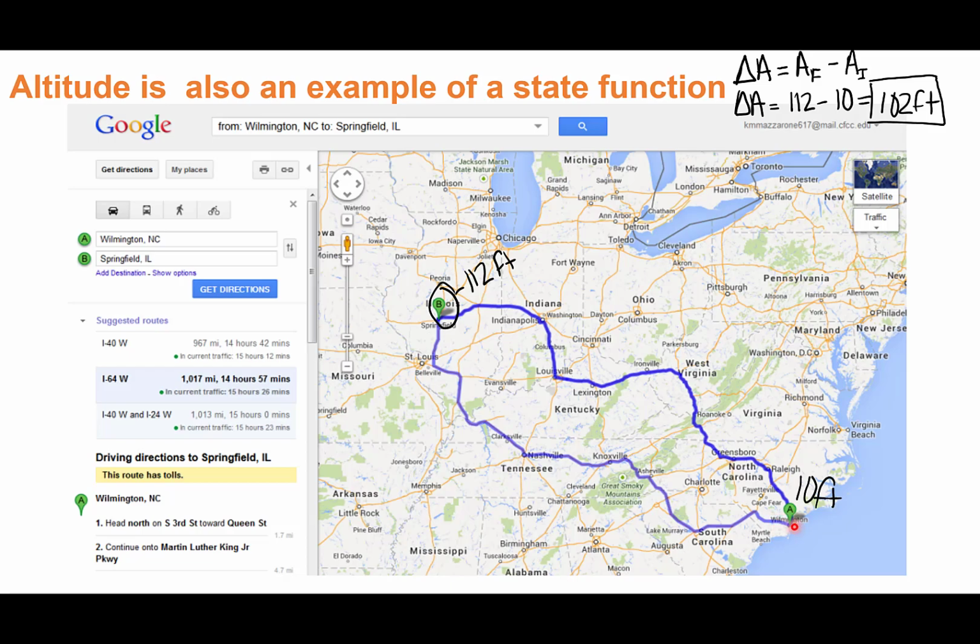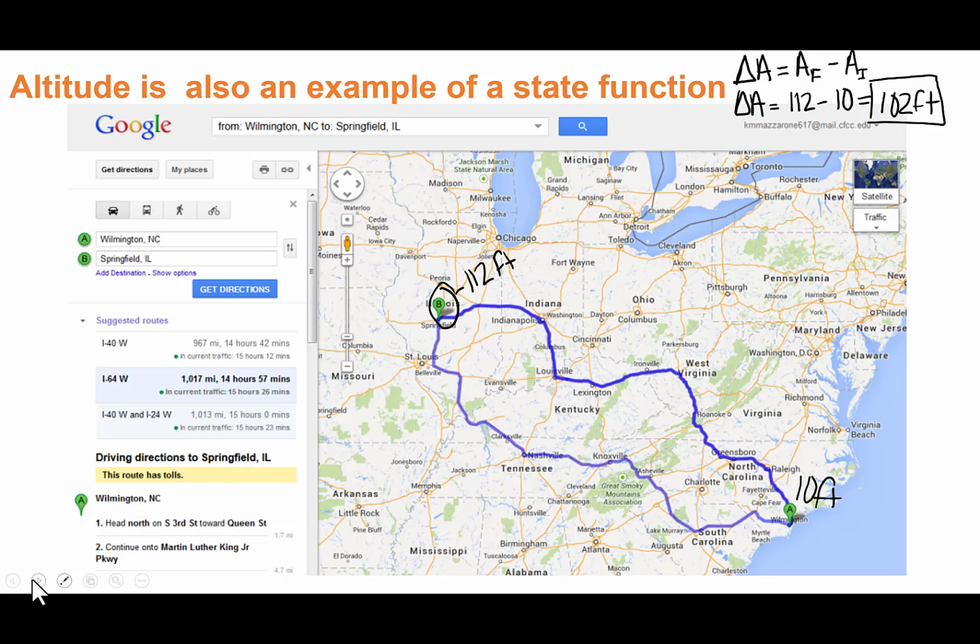I could take the southern route from Wilmington through South Carolina, through Tennessee, Kentucky, and then up through the bottom. Or I could take the northern route through North Carolina, Virginia, West Virginia, Kentucky, Indiana, and over. It doesn't matter which path I take, my change in altitude is still 102 feet. It doesn't matter if I travel from Wilmington, North Carolina, all the way out to California, and then all the way back to Illinois, my change in altitude is still 102 feet. So that's a state function. All we care about is final and initial, and that will give us our change. We don't really care what happens in the middle.